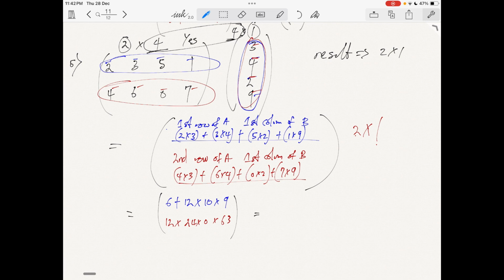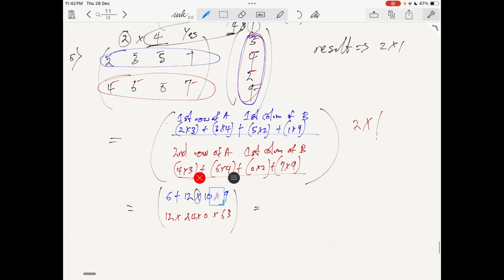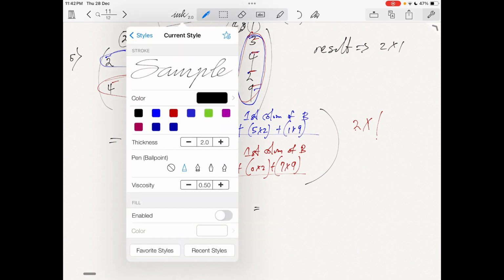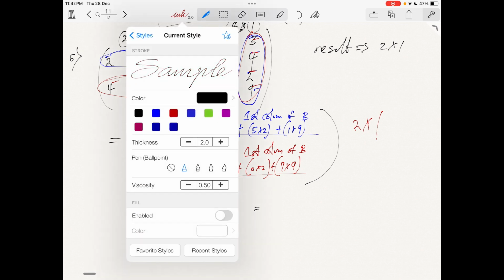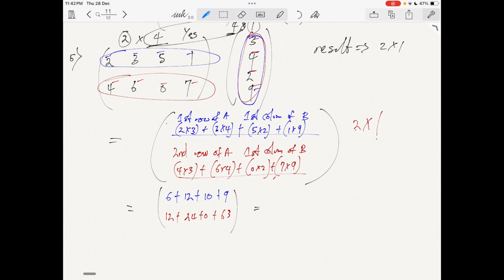I think we made a mistake. This should be addition instead of multiplication. No one is above mistakes, so we have to ensure that mistakes are minimal. So we are adding, not multiplying. 6 plus 12 plus 10 plus 9 will give us 37. 12 plus 24 plus 0 plus 63 will give us 99.